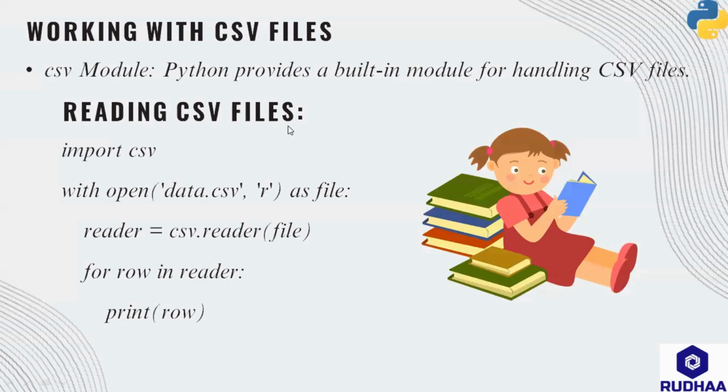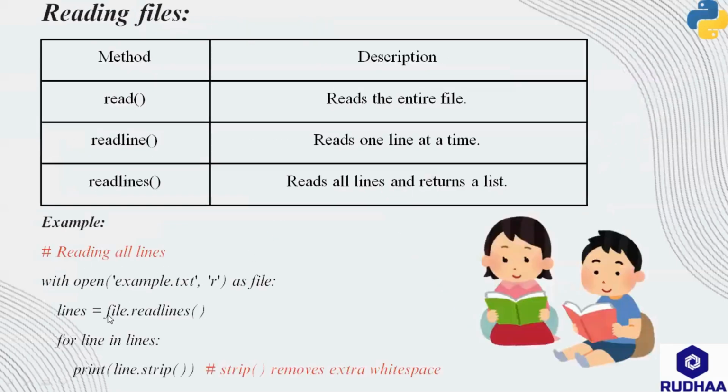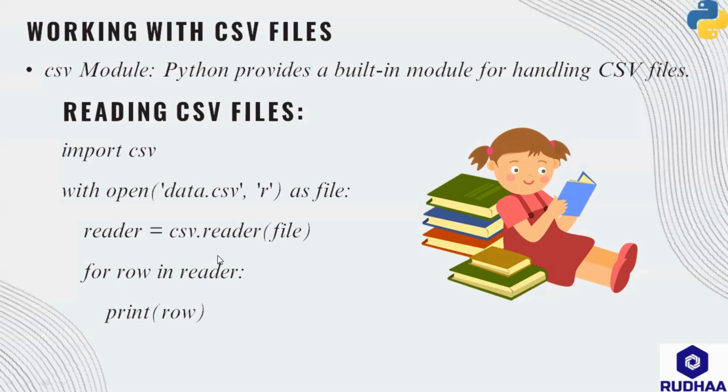Now, how to read the CSV file. For reading you have to import csv, then open the CSV in read mode. You read the file and store it in an object reader: csv.reader of file. Instead of readlines, we have csv.reader of file that will be stored in the reader. And for each row in the reader, print the row. So this is how to read the CSV file.